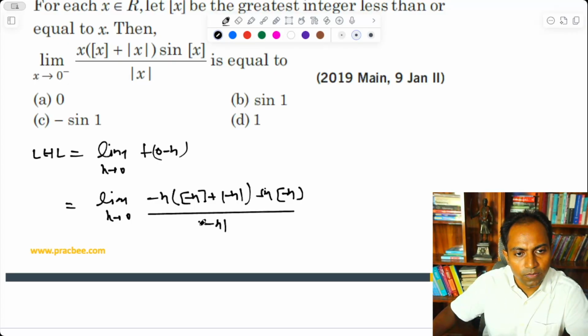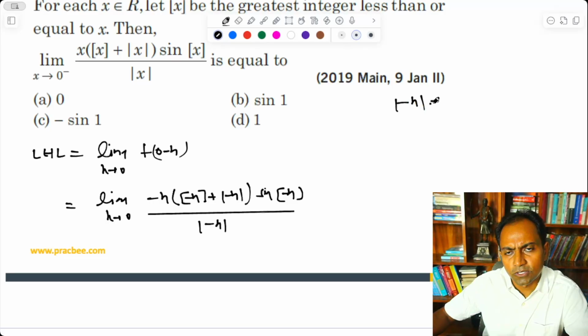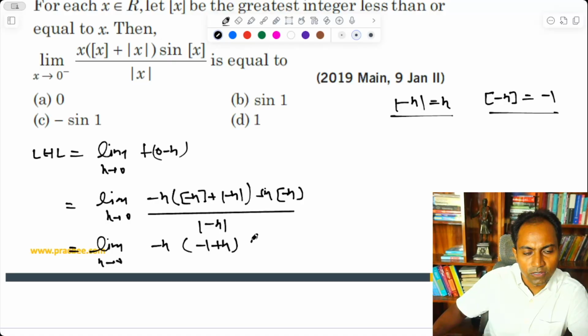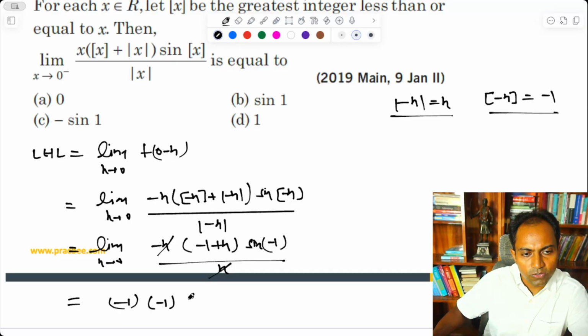This becomes mod of minus h. Now two things: mod of minus h will become h only, and greatest integer function of minus h, as we have been doing for some time, becomes minus 1. Let us use these two ideas. If I do, then this becomes minus h minus 1 plus h sine of minus 1 by h. This gets cancelled out. And now let us substitute the value. If I substitute the value, it becomes minus 1 into minus 1 into sine of minus 1. So the answer comes out to be minus sine 1. That is nothing but option C.